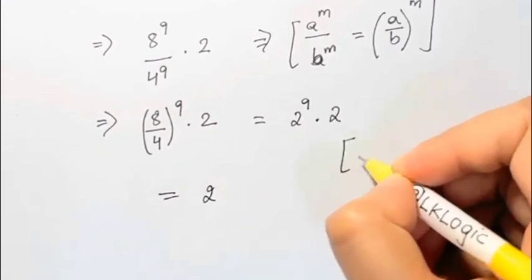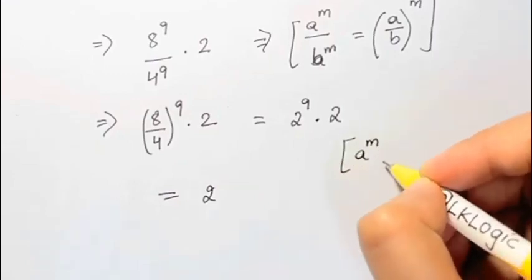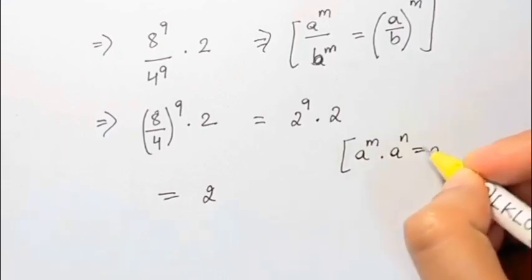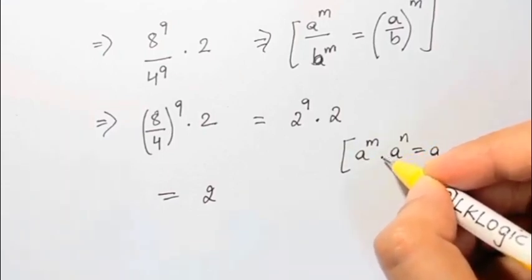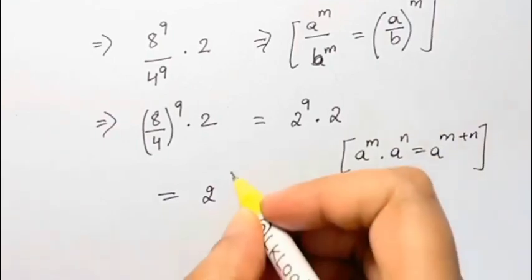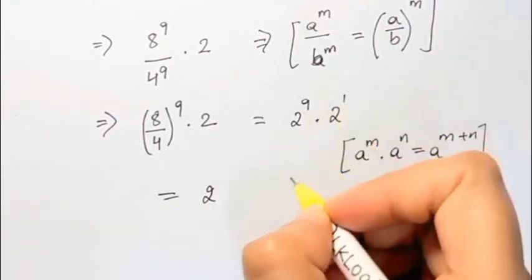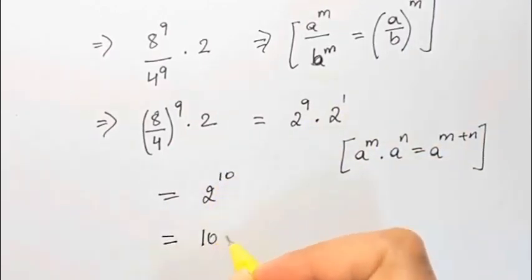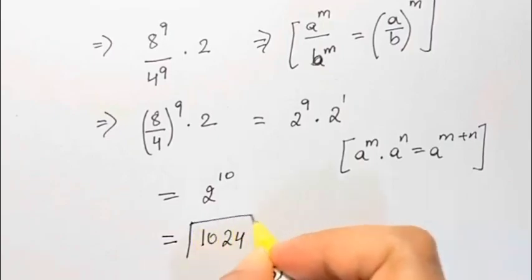Now we're going to apply this law: whenever you have something like this, a to the power of m times a to the power of n, you just add the powers when bases are the same and there's multiplication between them. So we add the powers. 9 plus 1 is 10. So 2 to the power of 10 is 1024, and that's your answer.